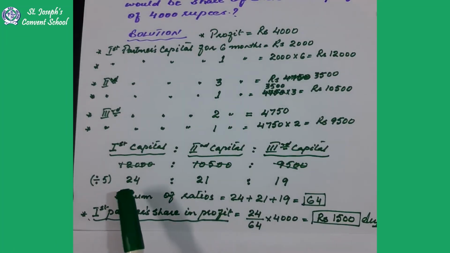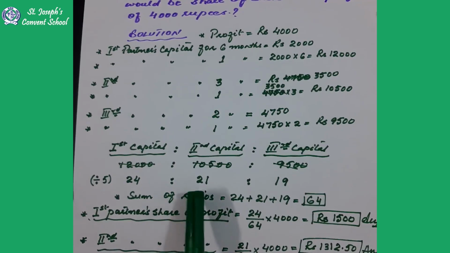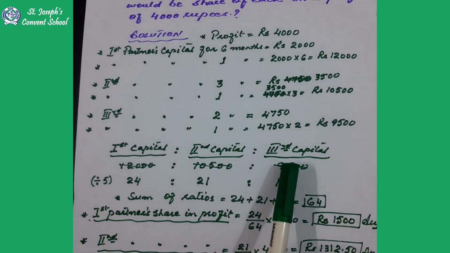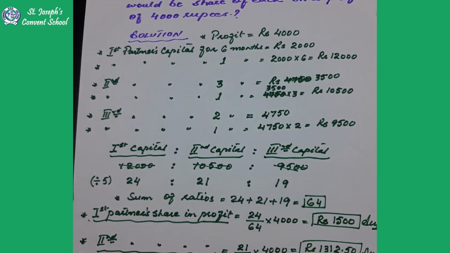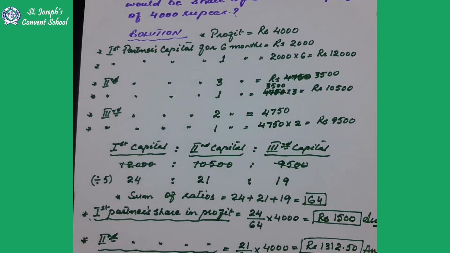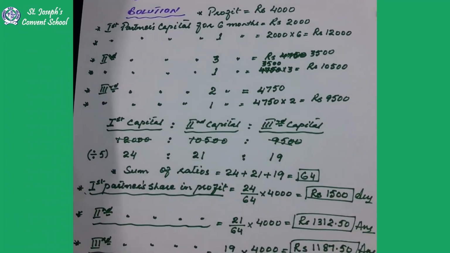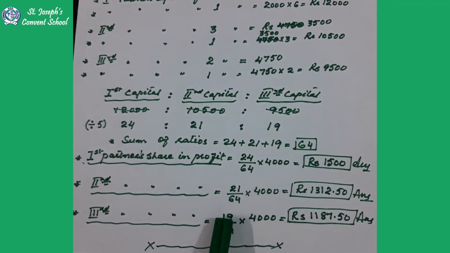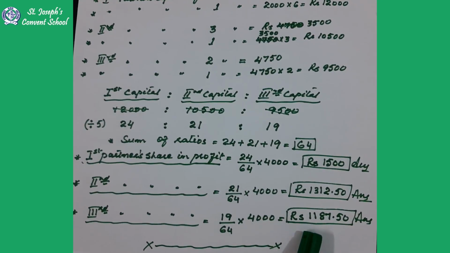First partner's share, you can see 24 divided by 64 into profit. So answer will come 1500. Then second partner's share is this 21 divided by 64 multiplied by profit 4000. So answer is 1312.50. Last one, third partner's share, third capital, this 19 divided by 64 into profit 4000. So this answer will come 19 divided by 64 into profit, so 1187.50. Okay, so I hope you have understood this.